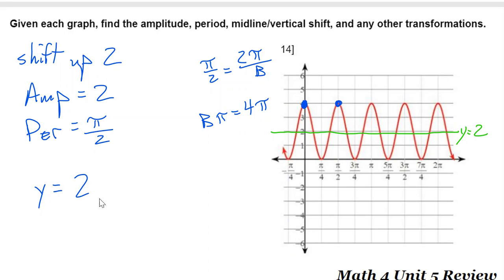Amplitude of 2, this was a cosine. We said that b was 4, and the shift up was 2.